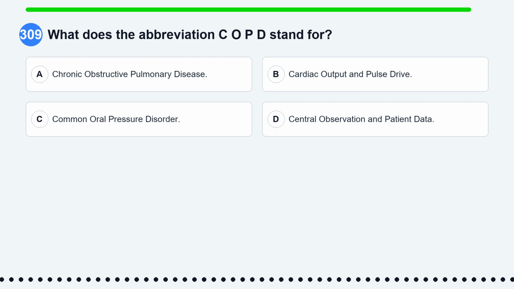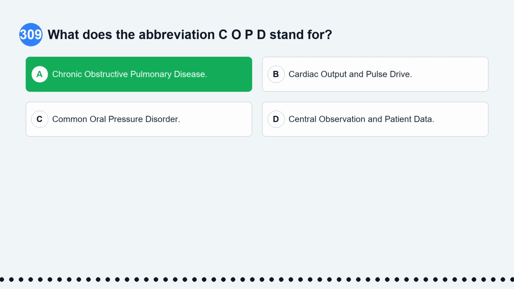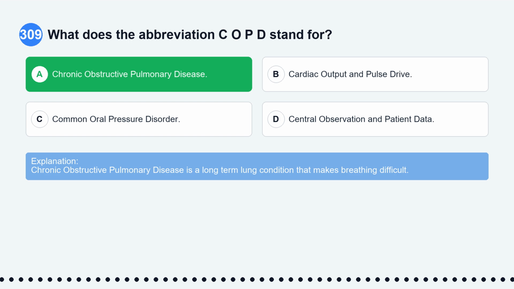Question 309. What does the abbreviation COPD stand for? Option A, chronic obstructive pulmonary disease. Option B, cardiac output and pulse drive. Option C, common oral pressure disorder. Option D, central observation and patient data. The correct answer is option A, chronic obstructive pulmonary disease. Chronic obstructive pulmonary disease is a long-term lung condition that makes breathing difficult.